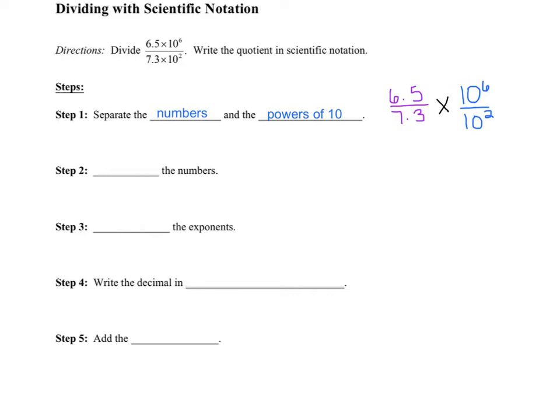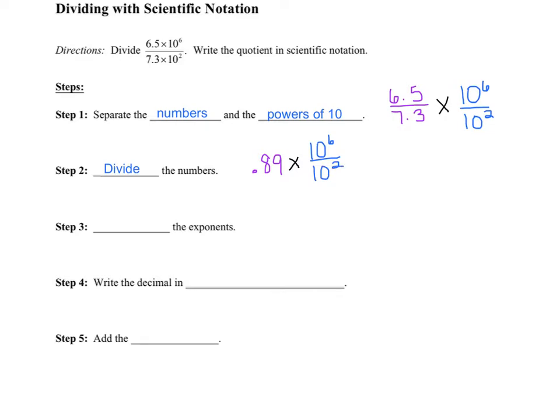Step 2 is you want to divide the numbers. So step 2, we want to divide 6.5 by 7.3. And 6.5 divided by 7.3 gives us 0.89. And then we're going to multiply that by our scientific notation, 10 to the 6th over 10 to the 2nd. Which leads us to step 3.